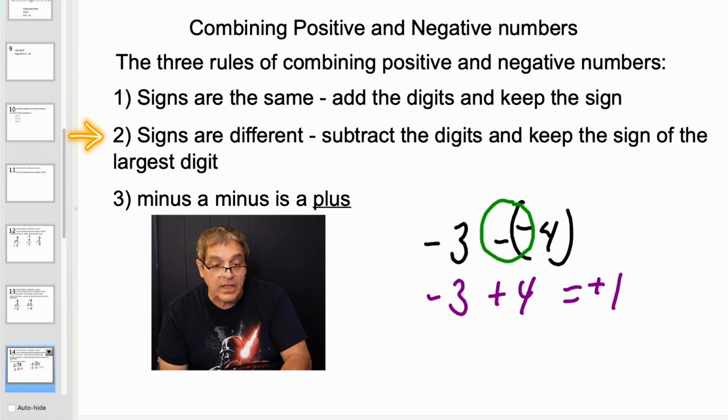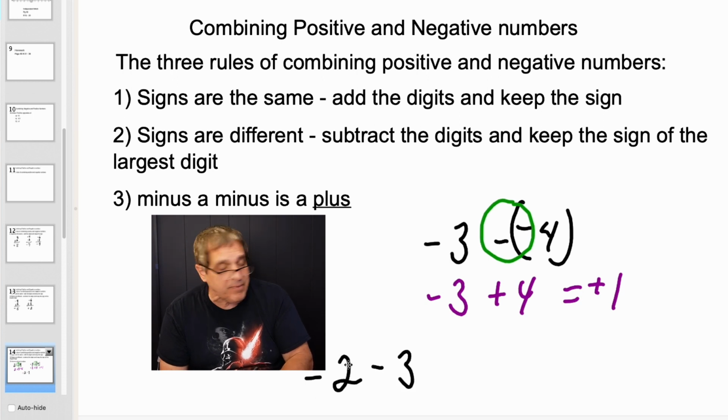The one caveat, that's Latin for warning, is I had a student that did this. They said, oh, minus 2 minus 3, that's minus a minus. No, it's not. This is rule number one. This is -2, -3, so this is -5. Remember, minus a minus is only when the minuses are next to each other. They have to be together, all right?